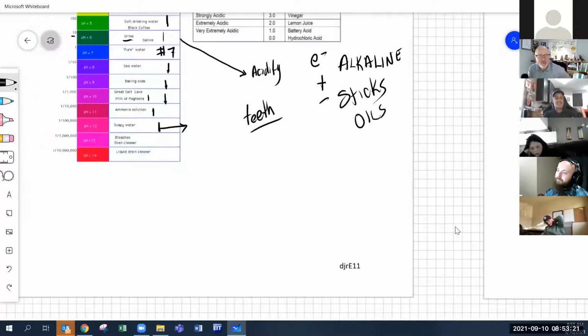All right, and then we get down to the bottom here. Look at liquid drain cleaner. Has anybody used chemical drain cleaning supplies? Yeah, it's pretty awful stuff, man. I don't ever recommend you use that kind of stuff. If you can avoid it, please do, right?